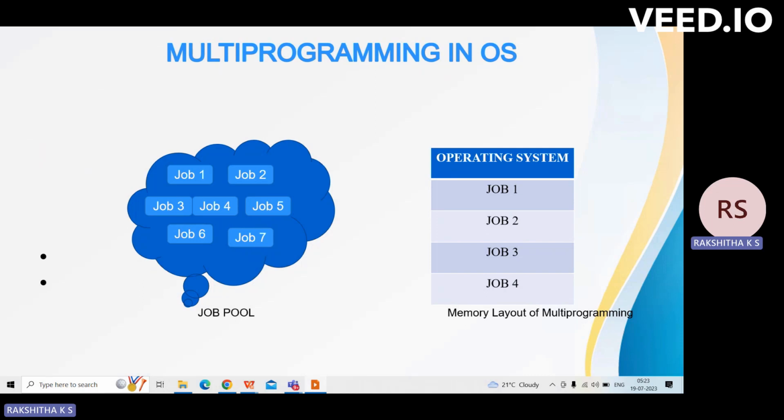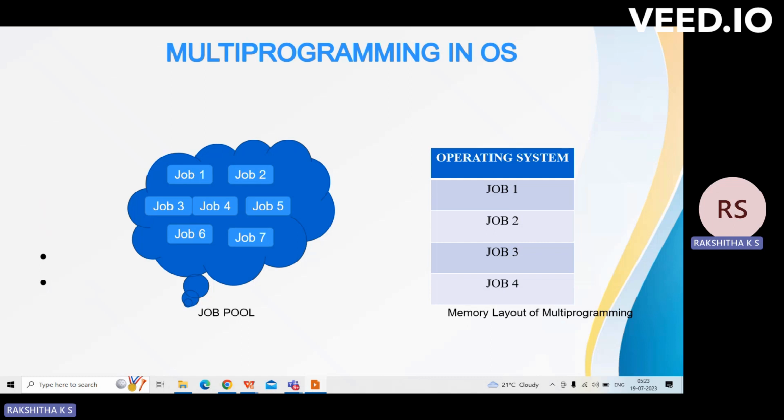Before we go on to these two figures, let me mention one of the most important aspects of the operating system, the ability to do multiprogramming. The first diagram indicates the job pool, and the second diagram indicates the memory layout of multiprogramming. The first figure contains multiple jobs, and this job pool acts as a secondary memory.